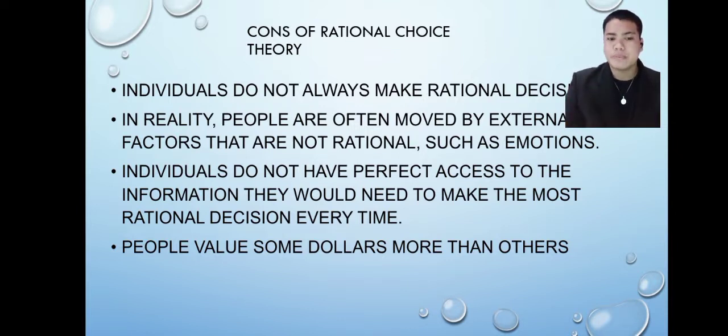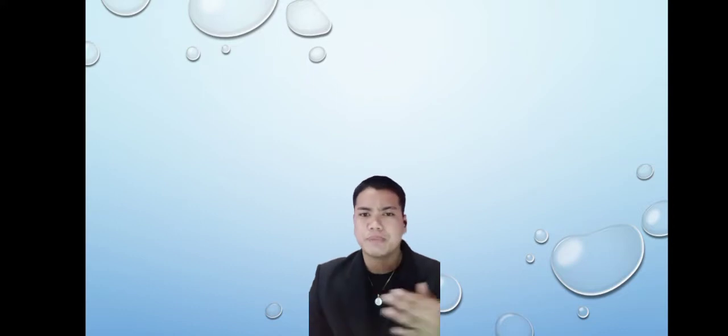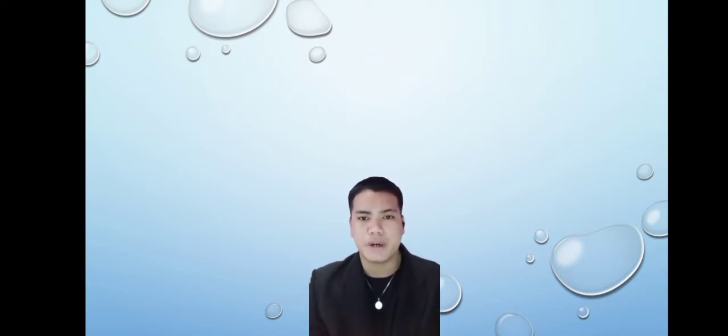Individuals do not always make rational decisions. In reality, people are often moved by external factors that are not rational, such as emotion. Individuals do not have perfect access to the information they would need to make the most rational decision every time. People value some dollars more than others. The main goal of rational choice theory is to explain why individuals and larger groups make certain choices based on specific costs and rewards.